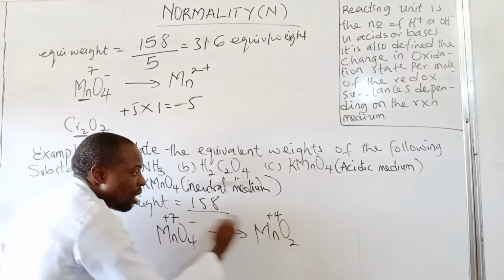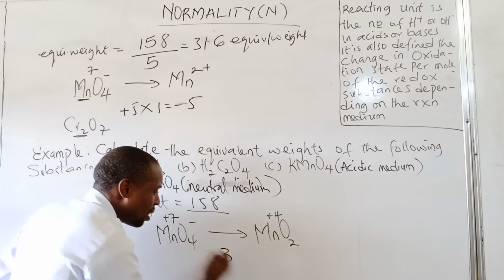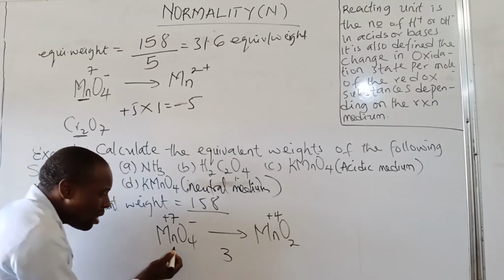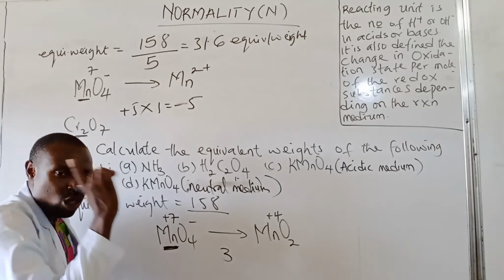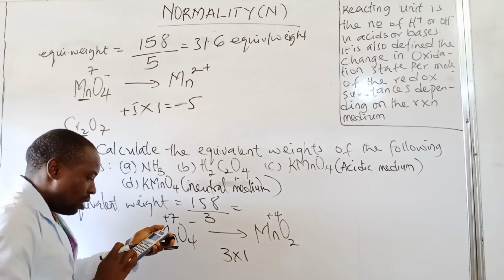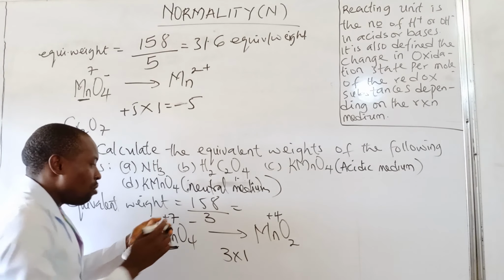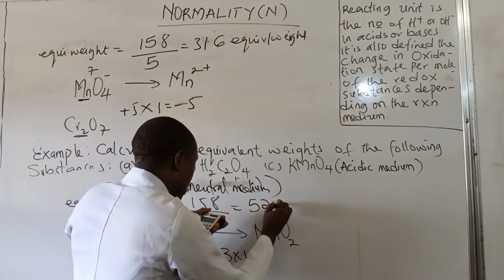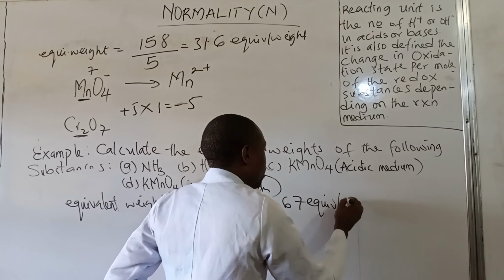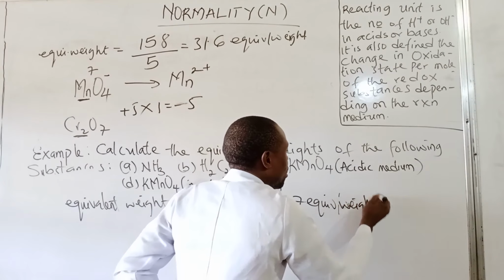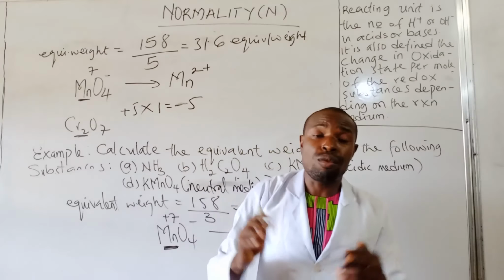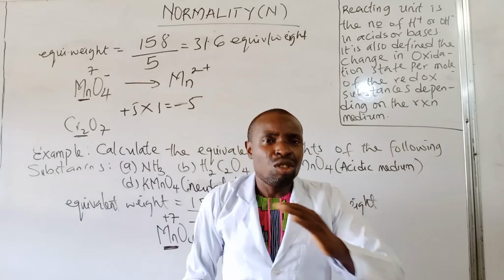So first of all, the change here will give me what now? It will give me 3, which is 7 to 4. The difference here is what? It is 3. How many moles of manganese do I have here? Just 1. So times by 1. So here becomes what? 3. So 158 divided by 3 will give me 52.67 equivalent weight. That is the final answer to this question. Now, this is just part 1.